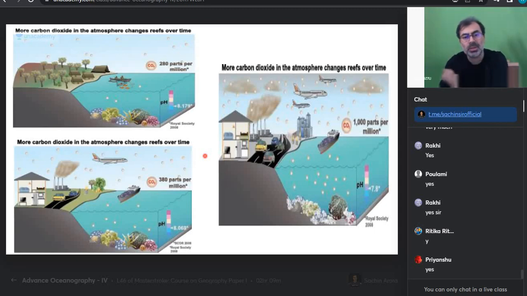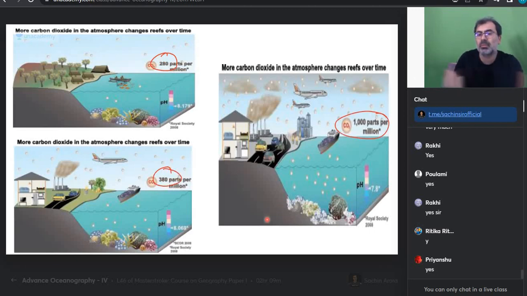More carbon dioxide in the atmosphere changes reefs over time. Okay, more carbon dioxide: 280, 380, 1000 ppm. 280 is the time of NCERT class 11th. 380 is the present. In fact, the present is more than 400. Can you see corals will shrink? Yes. And with more carbon dioxide, they will shrink further, and they will lose their color. Can you see less color?